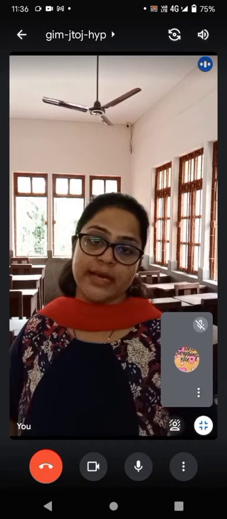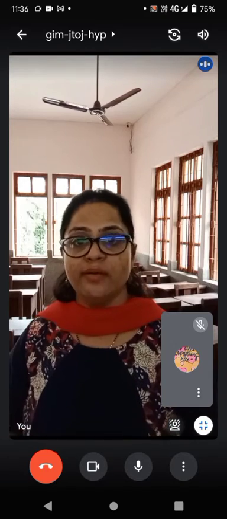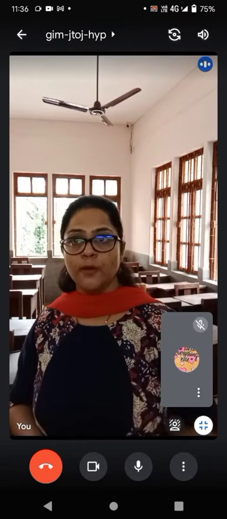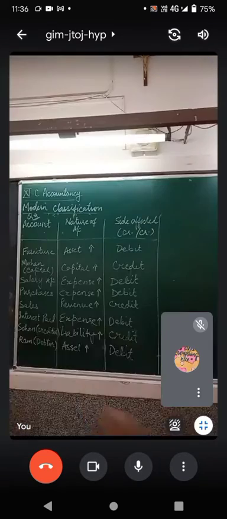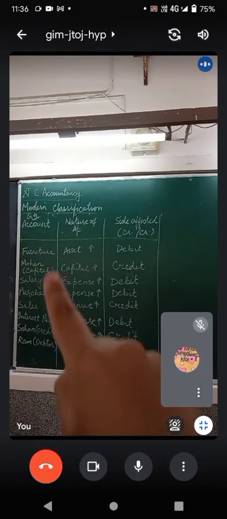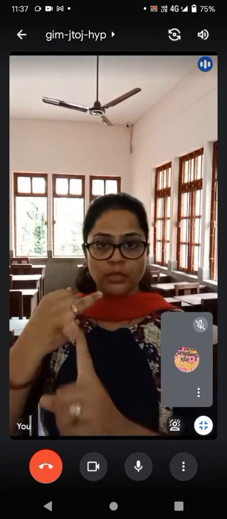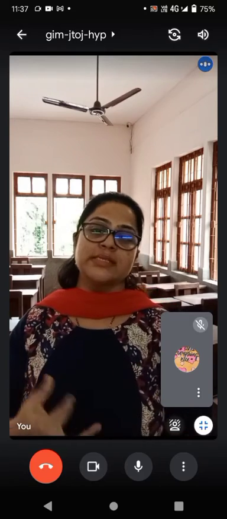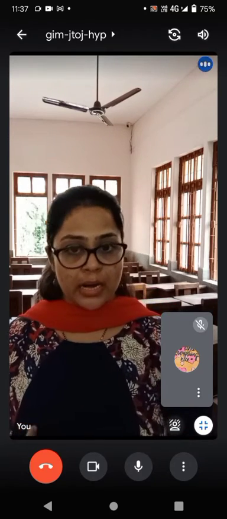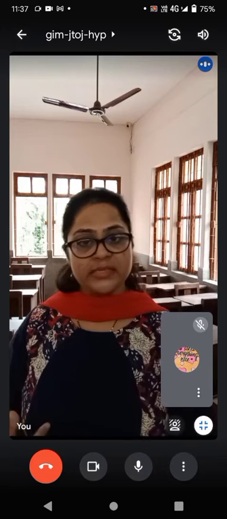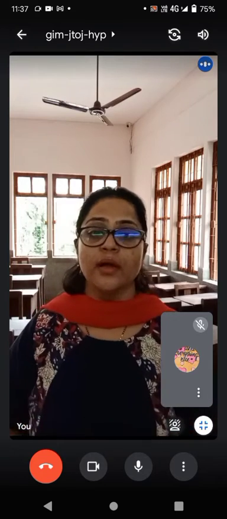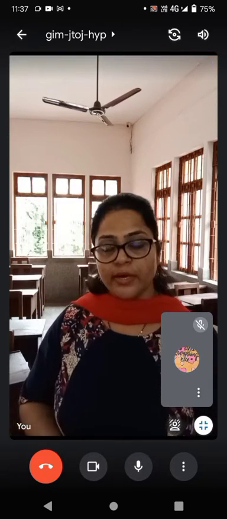अब decreases किस side record होगी, debit या credit? This you have to find out. So in the first column, like you have made a column for account, here only write down these 6 items. The same table you make, 3 columns: account, nature of account, and side affected, debit side or credit side. Should I tell you the points now?